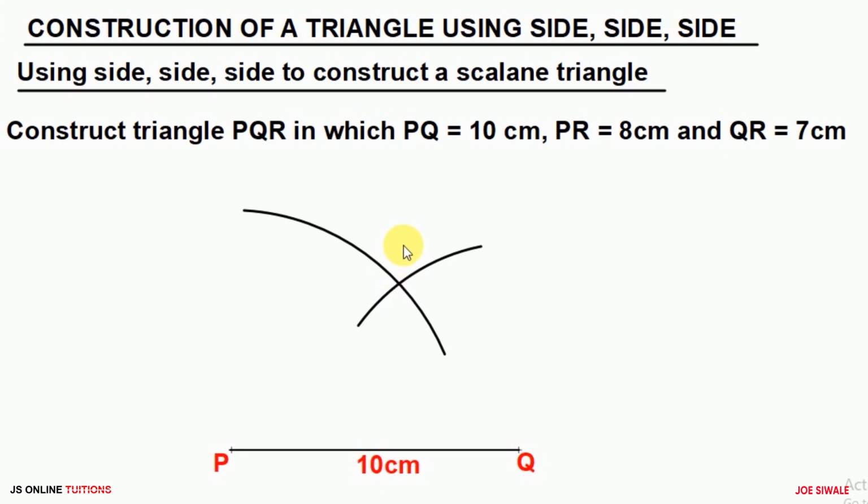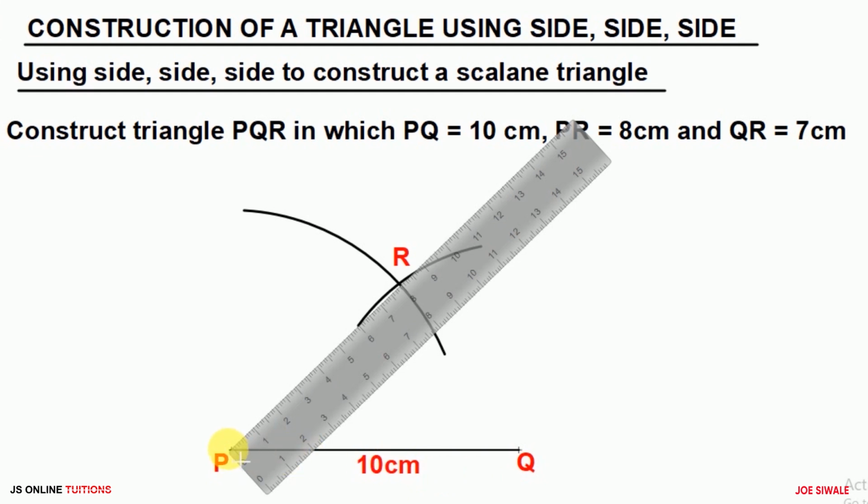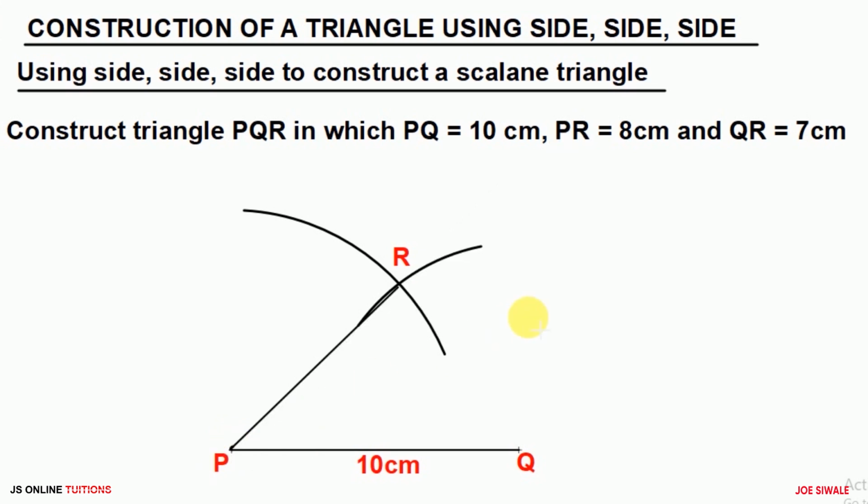So let us connect this triangle. And for us to complete our triangle, we're going to draw a line from point P to R and another one from Q to R. So let us do that. So we're going to make a line from point P to R. So we have done that. Then the other thing that we're going to do, we're going to draw a line from Q to R. So from Q to R there. So we have constructed our triangle PQR.